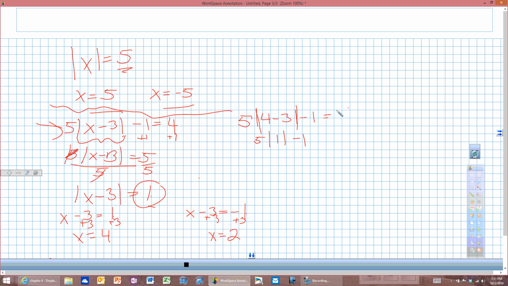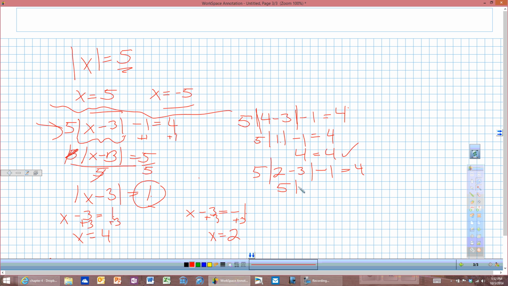I can't write anything down, but you guys are probably going crazy. But 5 times 1, since the absolute value of 1 is just 1, minus 1 is 4. And that's good. Now I go back and I try it with 2. And I have 2 minus 3 minus 1 equals 4. And just order of operations.